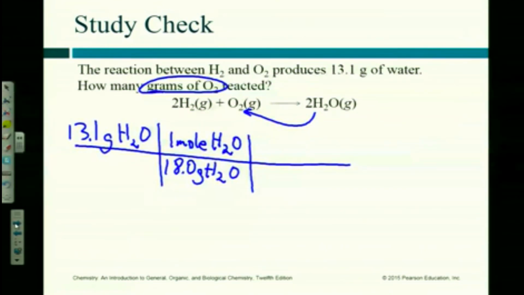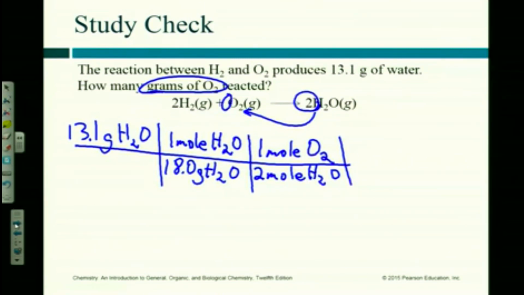Now what? Now I have moles. 2 moles of water is 1 mole of oxygen. Where did I get that? Balanced equation. From the coefficients in the balanced equation, right? Now what? I have moles of oxygen, but I want grams. 1 mole of oxygen is 32 grams of oxygen.